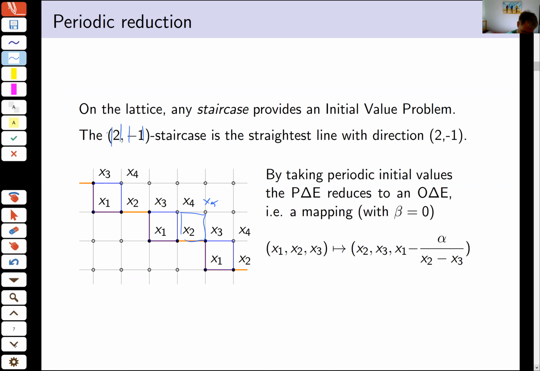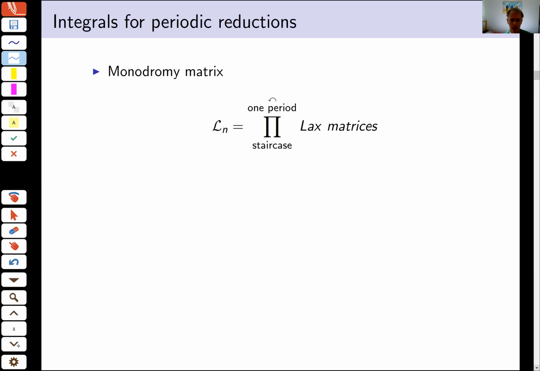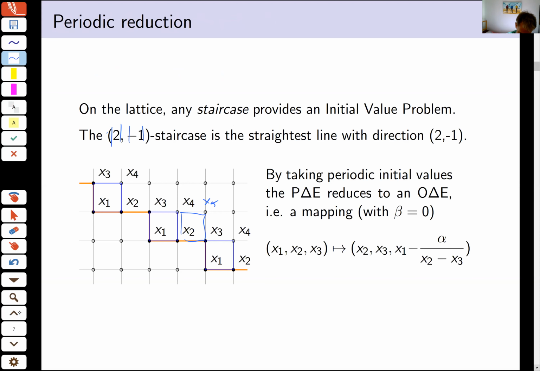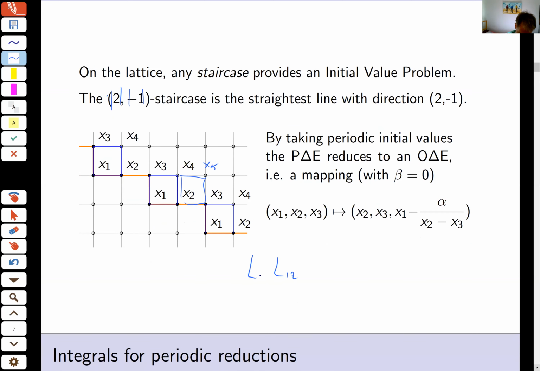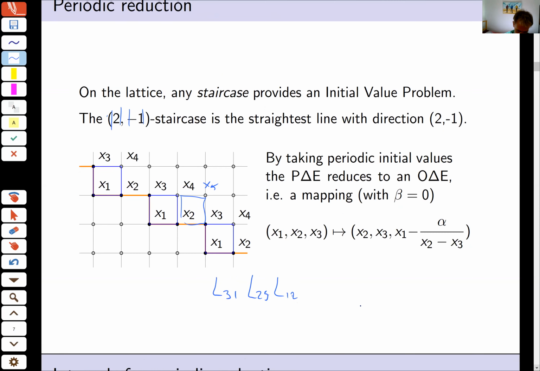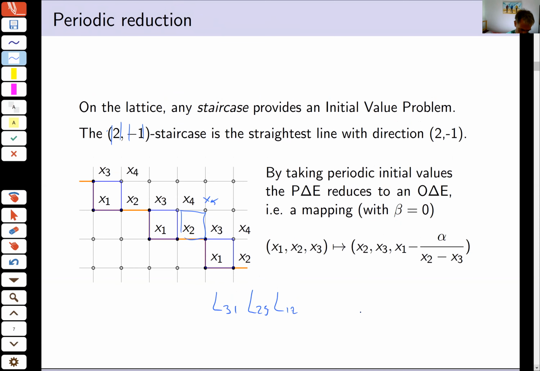And what we know is that we can form a monodromy matrix, which is the product of matrices over the staircase. So in this case, we would take a product. It's an inversely ordered product. So we go L from 1 to 2, then L from 2 to 3, and then L from 3 to 1. And that is the monodromy matrix in this case.